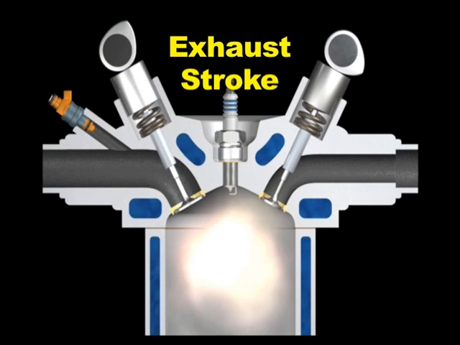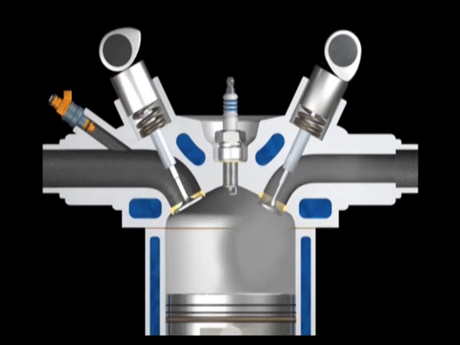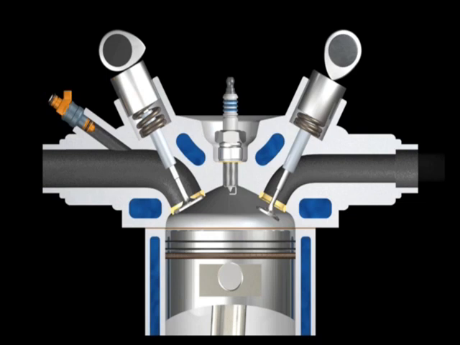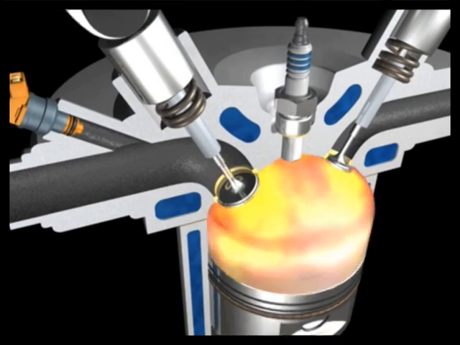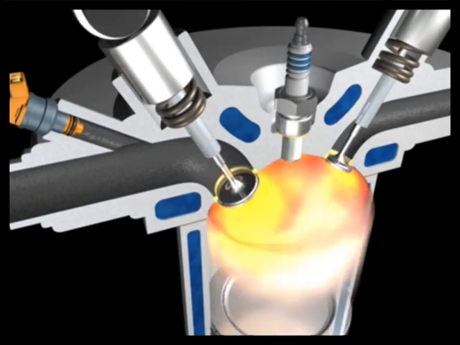The exhaust stroke removes the burned gases from the combustion chamber. During this stroke, the piston slides up while the exhaust valve is open and the intake valve is closed. The burned fuel mixture is pushed out of the engine and into the exhaust system.